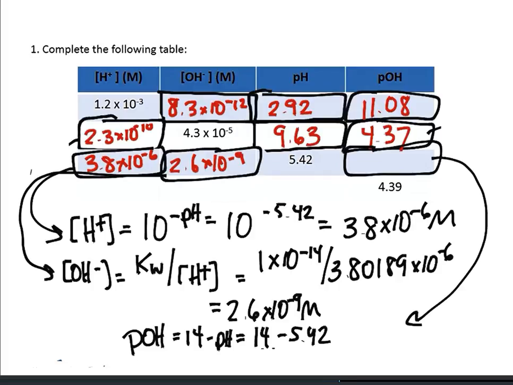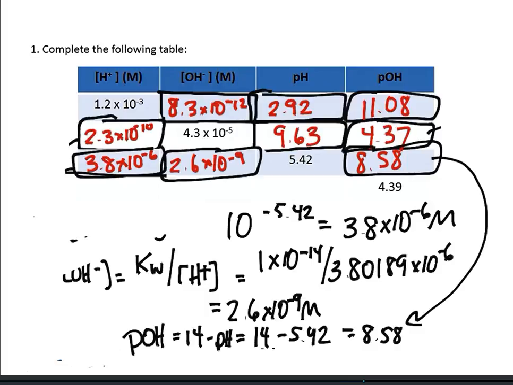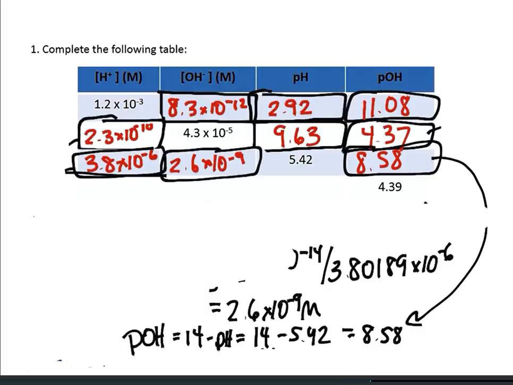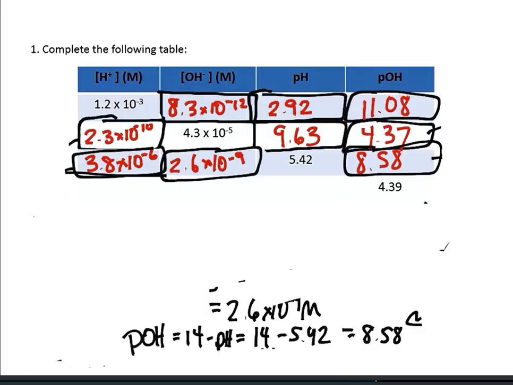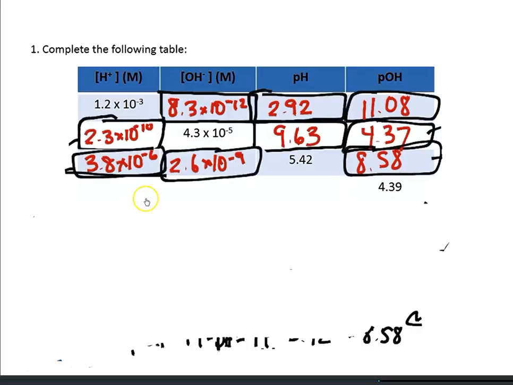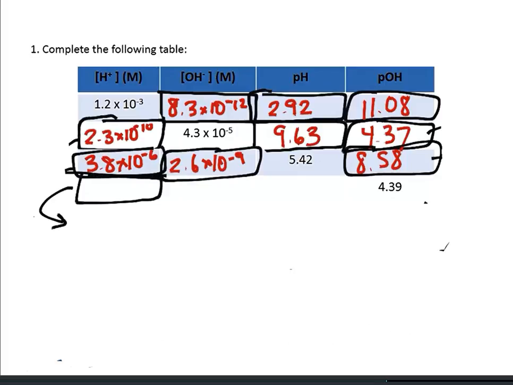pOH is 14 minus the pH, which is 8.58. Or we could have used the hydroxide ion concentration and solved it that way. That should give us the same number, 8.58. I'm sorry, the negative log of 2.6 times 10 to the minus 9 should still give you 8.58.